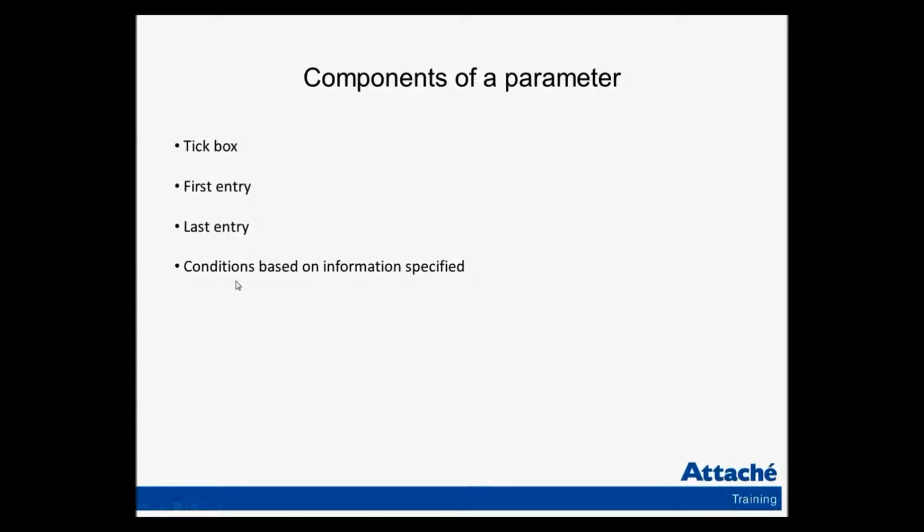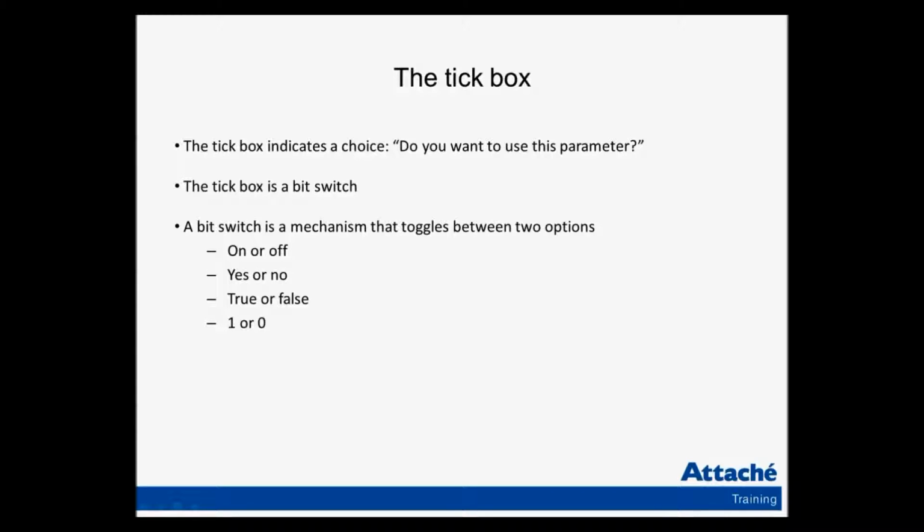So each range parameter has the following: a tick box, a space for us to select the first entry, and a space for us to select the last entry, as well as some SQL under the bonnet. The tick box. The tick box represents a choice for us. In this case, the choice is, do you want to use this parameter, yes or no?